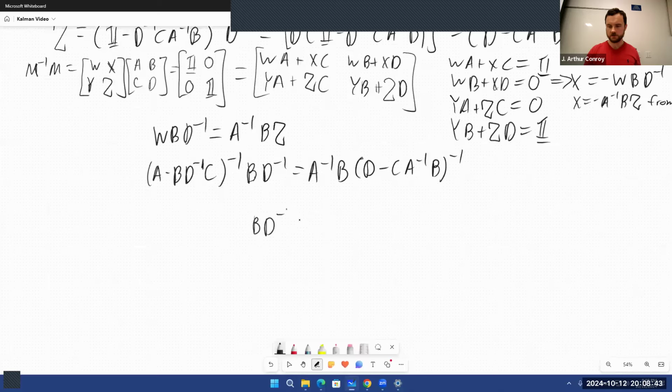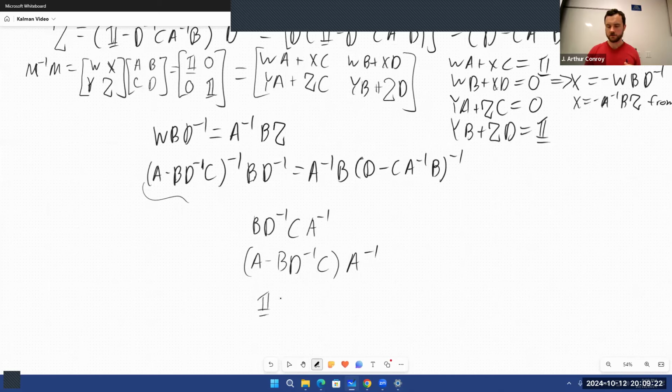I'll continue this. BD inverse C can be post multiplied by A inverse here. So if we take this term, the non-inverted term, and post multiply by A inverse, we can get some term that looks like this. And this is equal to the non-inverted term over here.